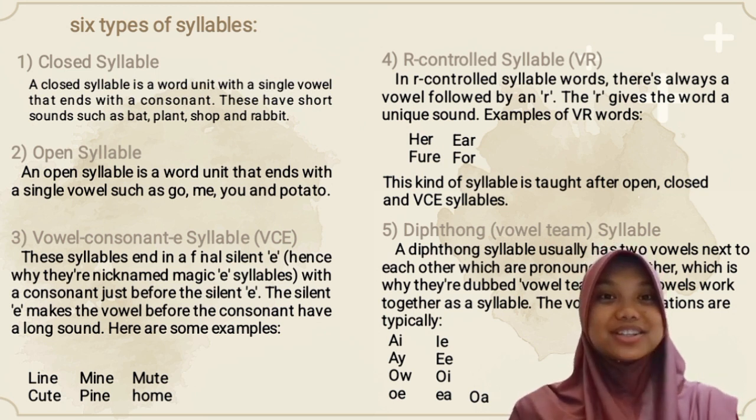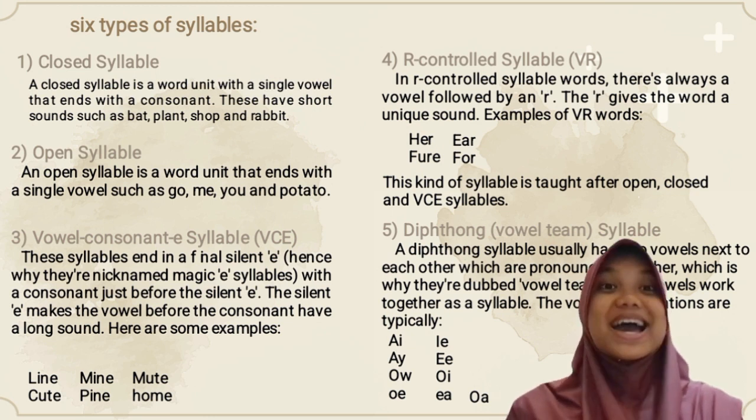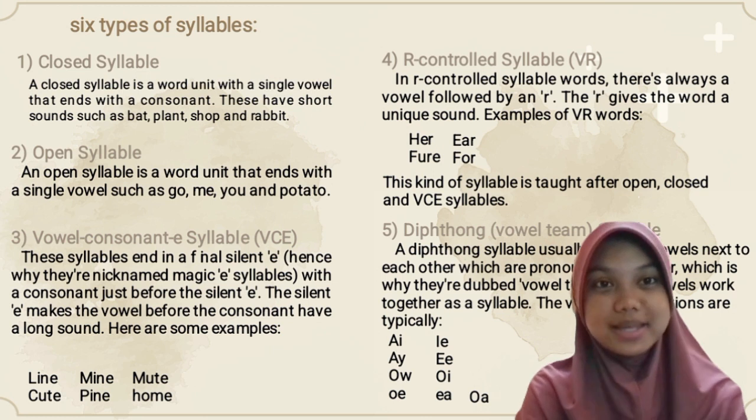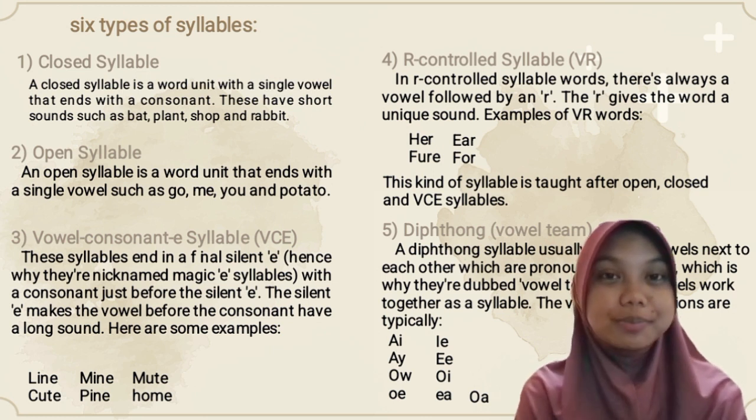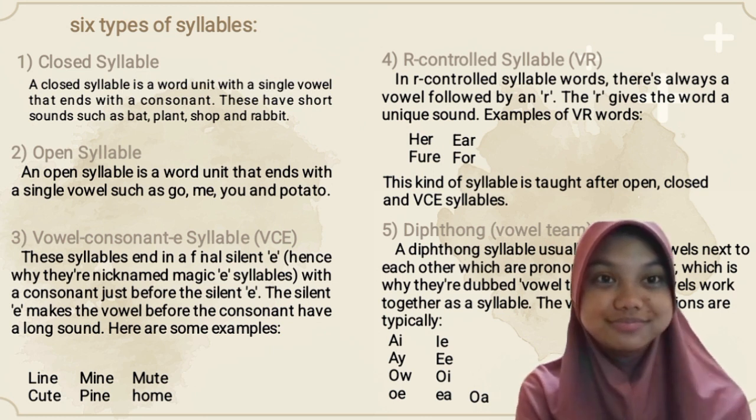Number 3 is vowel consonant E syllable or VCE. These syllables end in the final silent E, hence why they are nicknamed magic syllables. With the consonant just before the silent E, the silent E makes the vowel before the consonant have a long sound. Here are some examples: line, cute, mine, pine, mute, and home.